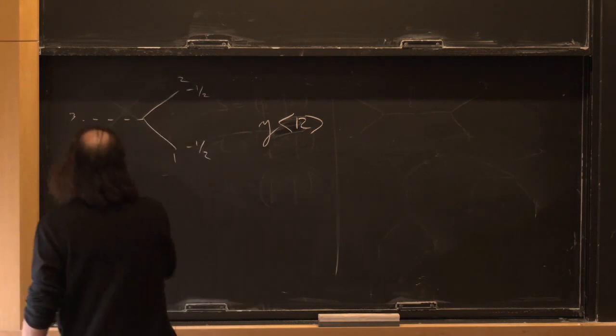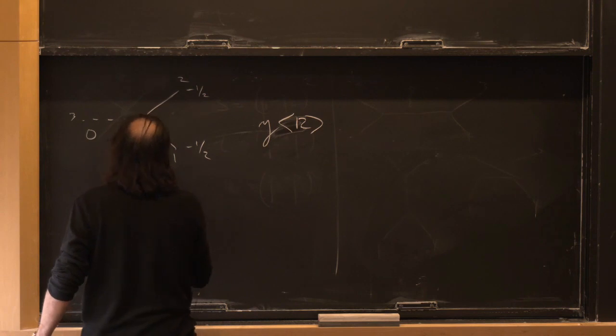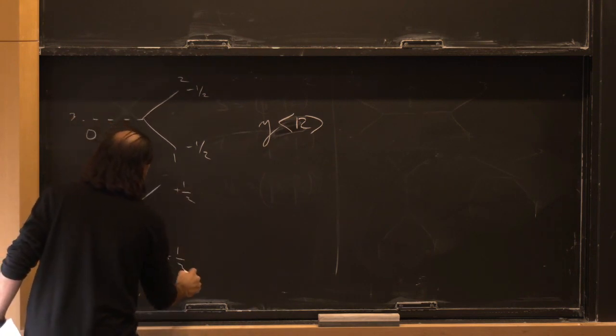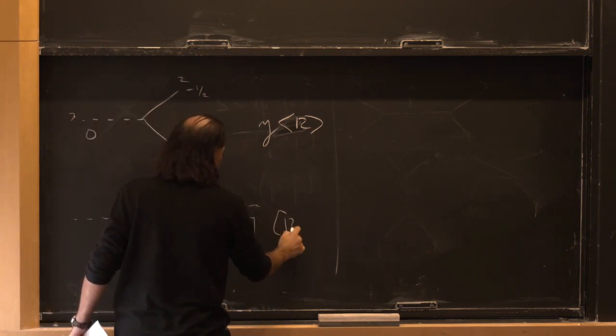Okay, and maybe the other one for plus helicity would be some y tilde times square bracket 1, 2.